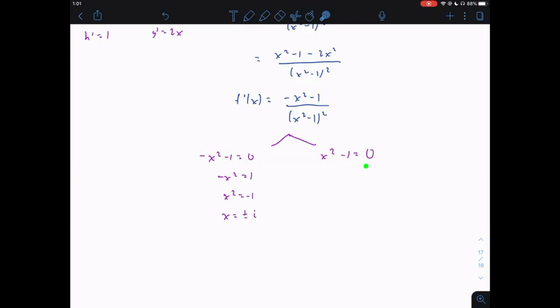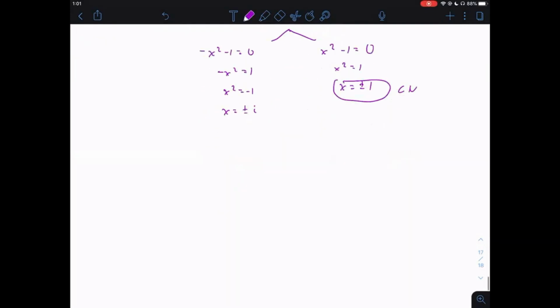So let's go to the denominator now. So again, solving for x, we're going to have x squared equals 1, positive 1. The square root of positive 1 is plus or minus 1. You've got to take both the positive and the negative root into account. All right, so here we have two critical numbers at plus or minus 1.